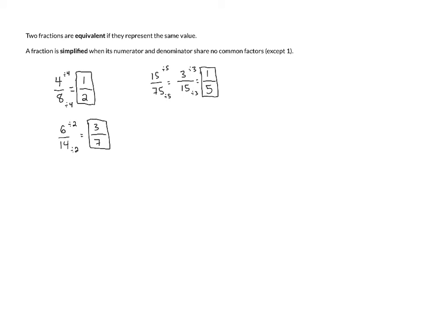Let's do one more. Let's take a look at 18/45. Actually, let's take a look at -18/45. We can have negative fractions. Nothing wrong with that. Now, if you look at 18 and 45, or -18 and 45, both of those are divisible by 9. We might recognize both of those as multiples of 9. So let's divide the top and bottom by 9.